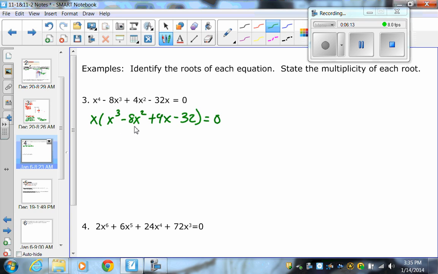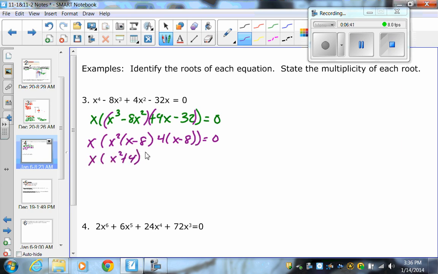Then there are 4 terms left inside here. I'm going to try and factor by grouping. Here I can pull out x squared. That leaves me with x minus 8. I can pull out a 4. That leaves me with x minus 8. So that factors to x times (x squared plus 4) times (x minus 8).